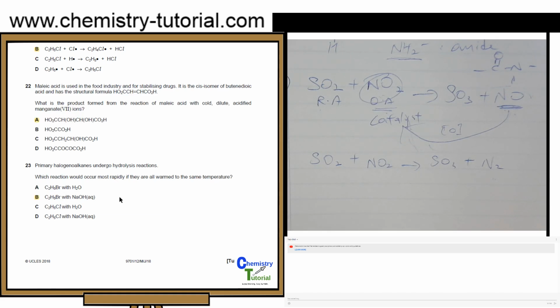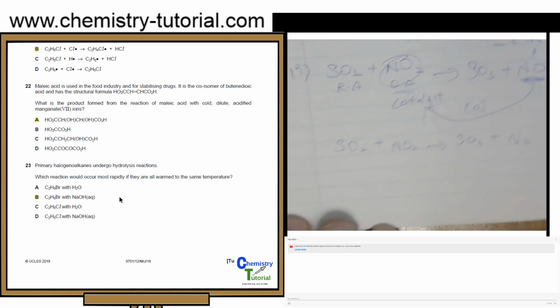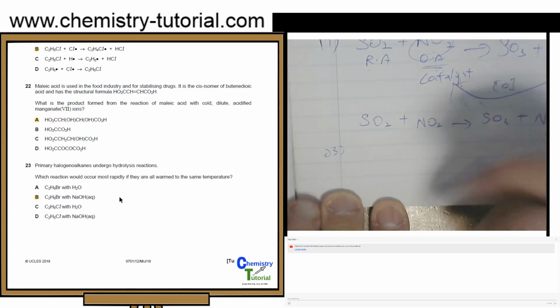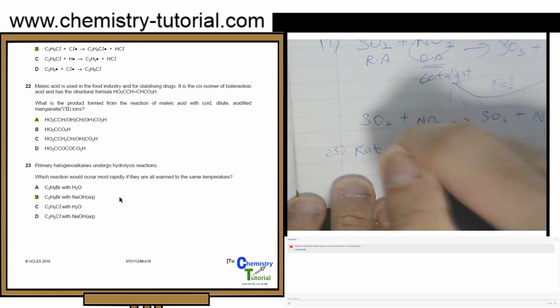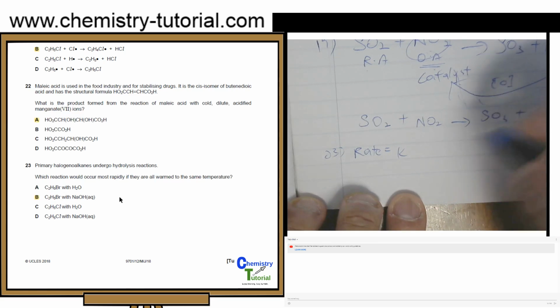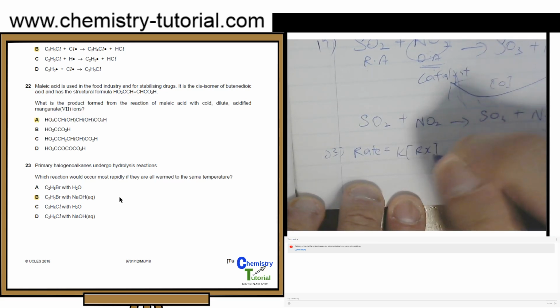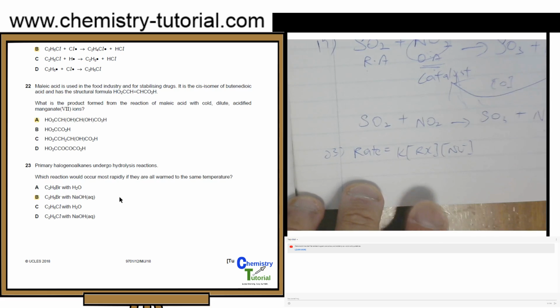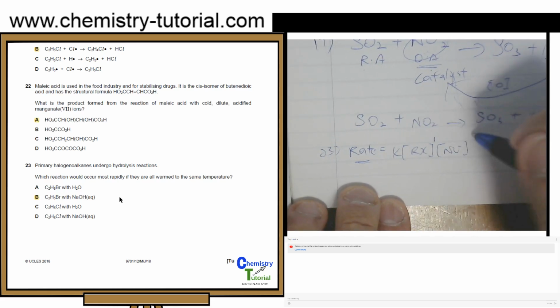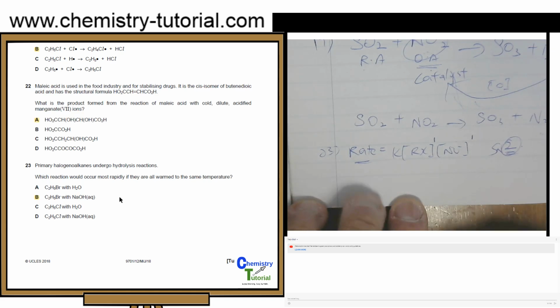Because this is an SN2 reaction, if you write the rate equation, it means rate equals k, which represents the rate constant, times [RX] as well as our nucleophile. So this is an SN2 reaction because it's first order with respect to RX and first order with respect to the nucleophile. Hence, the overall order is 2. Hence, we have an SN2 reaction.